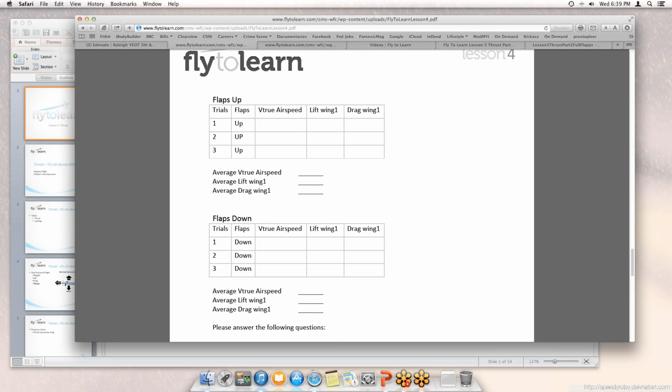Okay. Now, can someone tell me what their average lift was on wing one when they had their flaps up? You can either type it in or raise your hands. And thank you, Katie and Evan, for participating. I appreciate that. I always like when people are participating. What was the average lift?